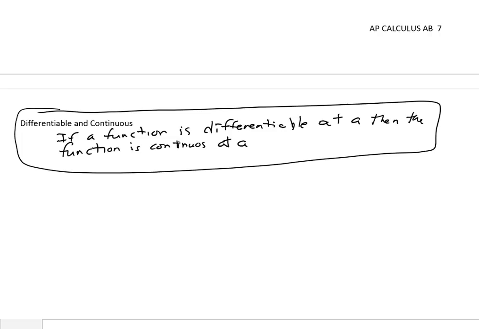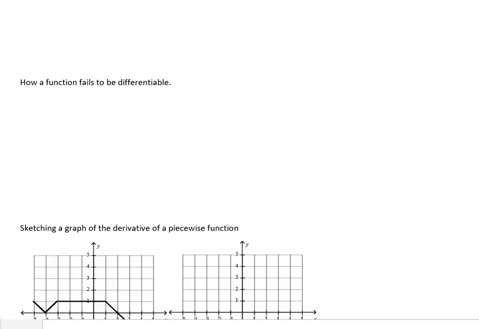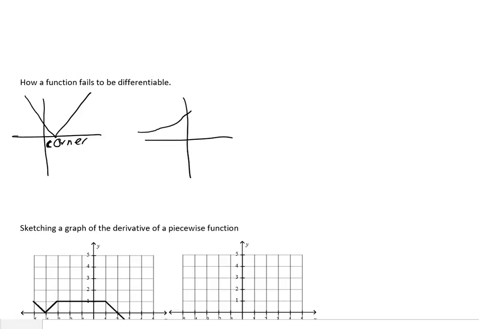How does a function fail to be differentiable? Well, there's several scenarios here. One would be something you've seen, a corner. Something like this, an absolute value, that corner would not be differentiable there. Okay? If you have some kind of discontinuity, it can be any kind of discontinuity. If you have a jump like this, that would not be differentiable. Okay? A vertical asymptote would also make it not differentiable.